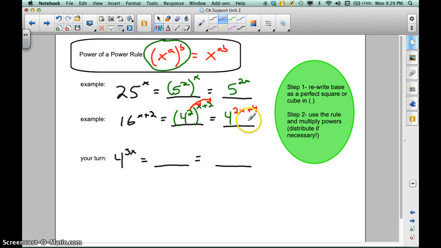And so notice what happens there. You have to distribute. It's doing this, 2 times x plus 2. And we distribute by multiplying. Our answer goes there. We distribute again, and our answer goes here. So that one takes a little bit of practice, and of course you'll do some more in class. I want you to try this one on your own. Pause the video.